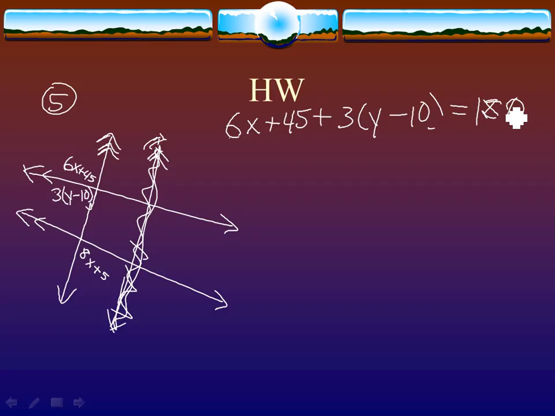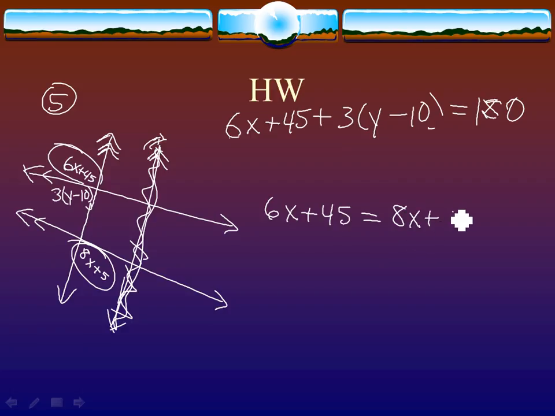What can you tell me about angle 14 down here, this angle? It's alternate exterior to 6x. Those two are alternate exterior angles. What do you know about alternate exterior angles? So 6x plus 45 should equal 8x plus 5. Did it work here? Yeah. Is that something you can solve? Yeah. So we can solve this.